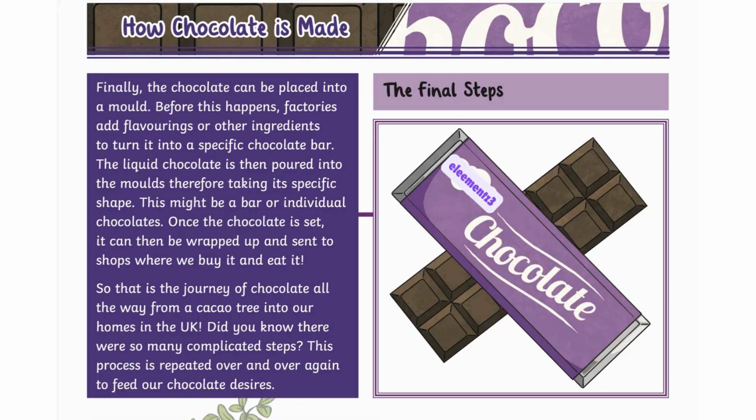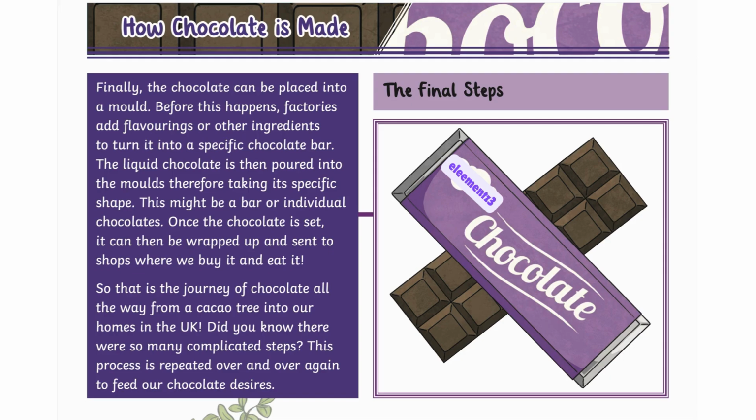The final steps. Finally, the chocolate can be placed into a mold. Before this happens, factories add flavorings or other ingredients to turn it into a specific chocolate bar. The liquid chocolate is then poured into the molds, therefore taking its specific shape. This might be a bar or individual chocolates.